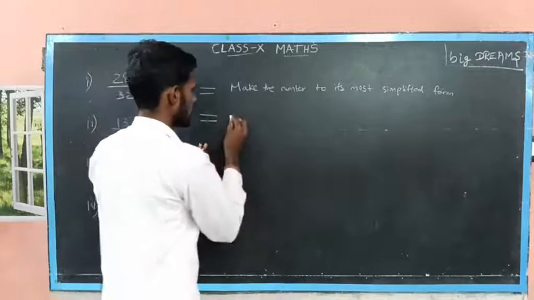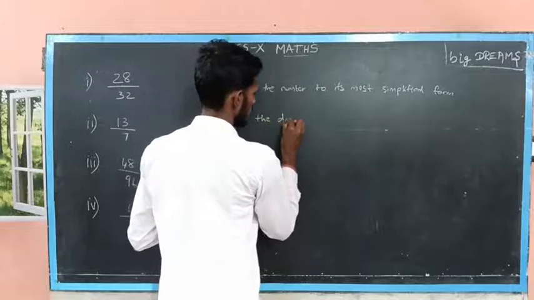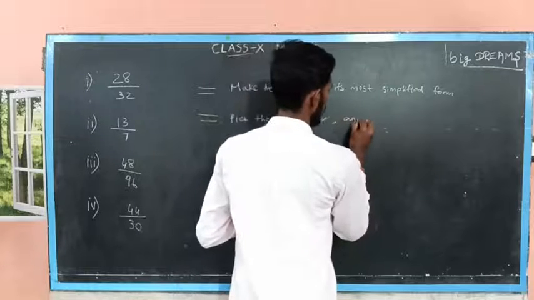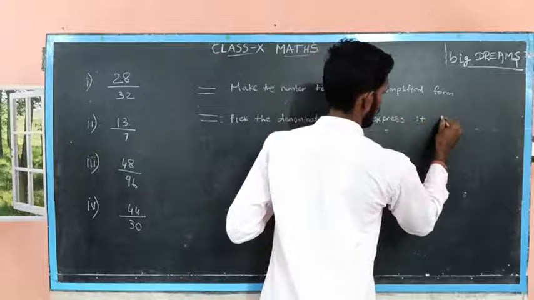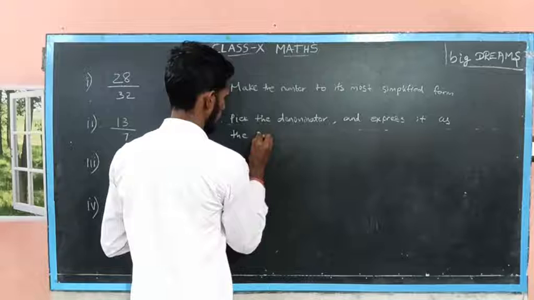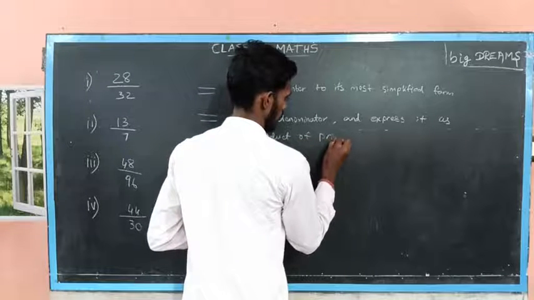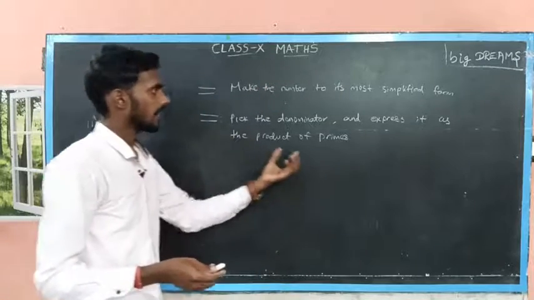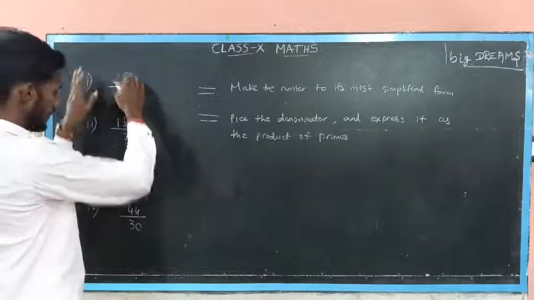Then in the second step, pick the denominator and express it as the product of primes. So students, in your second step you have to pick the denominator and express it as the product of primes. Okay, so let me try with these numbers.